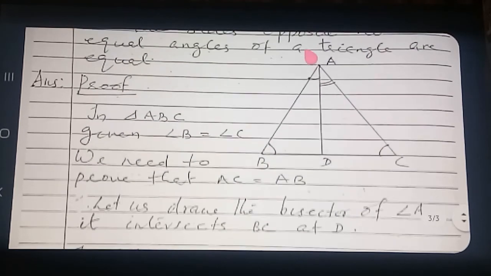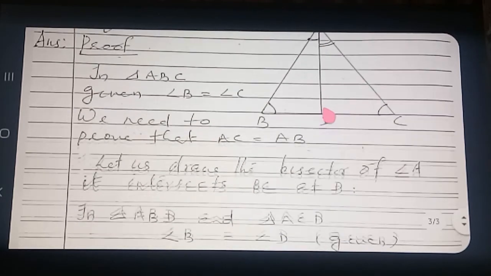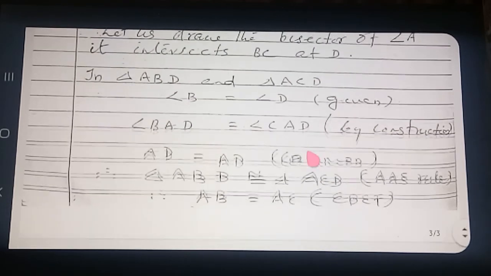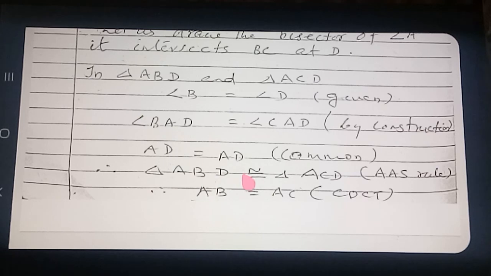Angle BAD is equal to angle CAD. AD is the common part. Therefore by AAS congruence rule, what we are saying? Triangle ABD is congruent to triangle ACD. Therefore AB equal to AC. Reason simplicity. So you got it. All the theorems are very important.